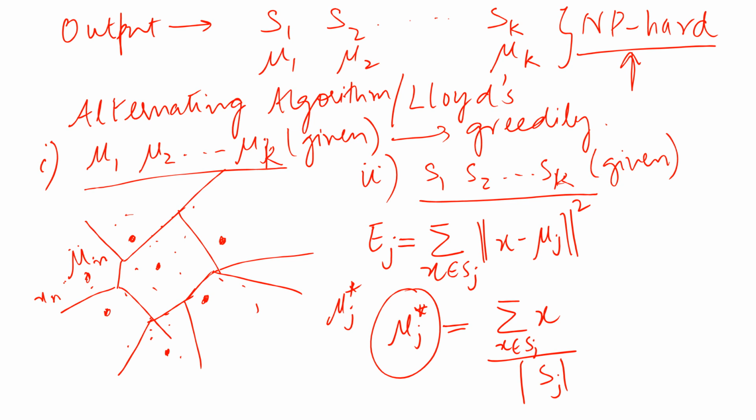Okay, so these two points, point number 1 and point number 2, help us construct this alternating algorithm that's known as Lloyd's algorithm. Let's see how we can do that, right? So Lloyd's algorithm.